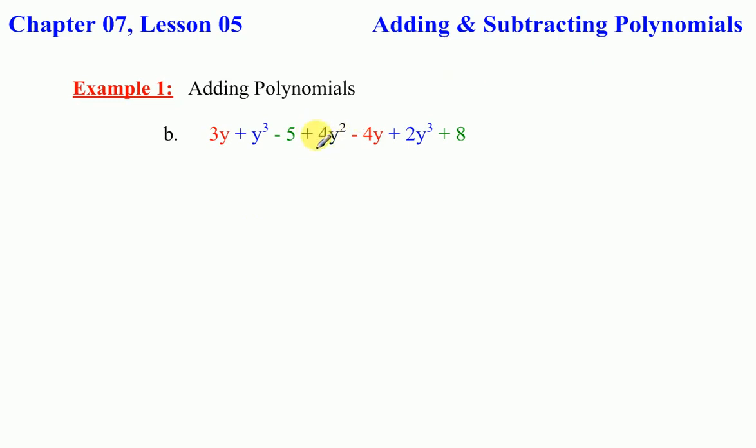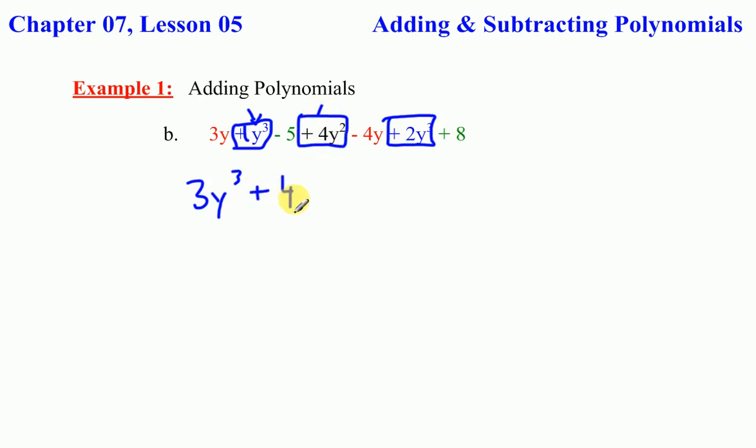I'm going to start with the greatest exponent, so that's going to be my y to the third. So I'm going to combine this right here with this one right here. So positive y to the third plus 2y to the third. Remember, there's a 1 in front of it if you don't have a coefficient. So that makes it 3y to the third. Then positive 4y squared plus nothing else. That's alone.